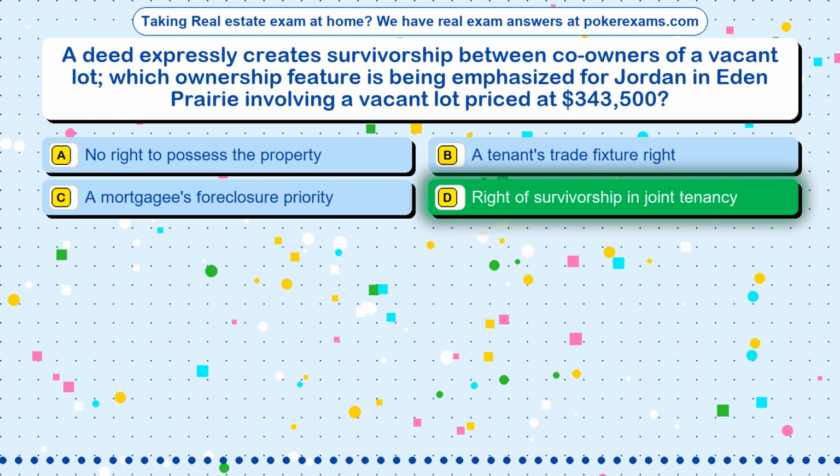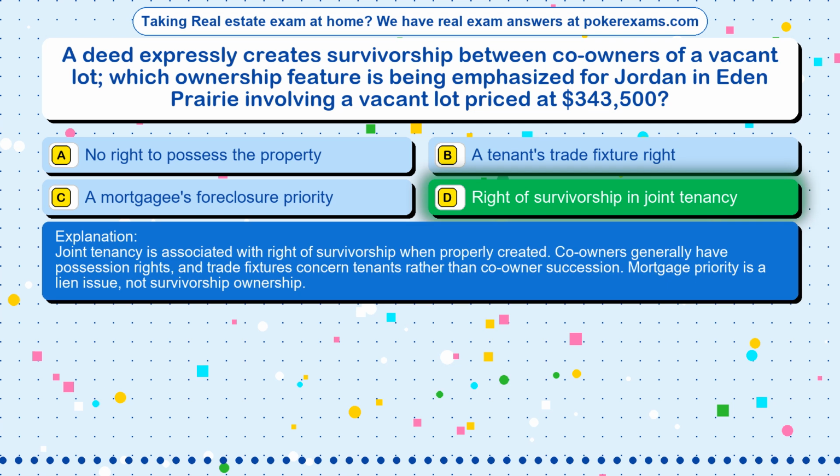The correct answer is option D. Right of survivorship in joint tenancy. Joint tenancy is associated with right of survivorship when properly created. Co-owners generally have possession rights, and trade fixtures concern tenants rather than co-owner succession. Mortgage priority is a lien issue, not survivorship ownership.